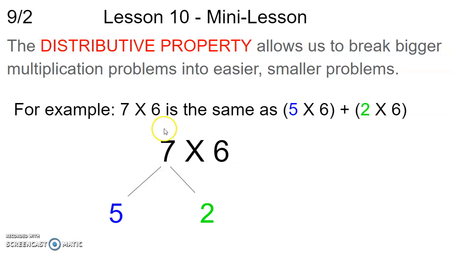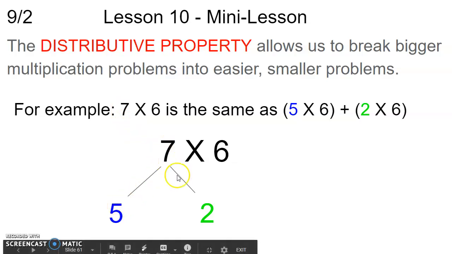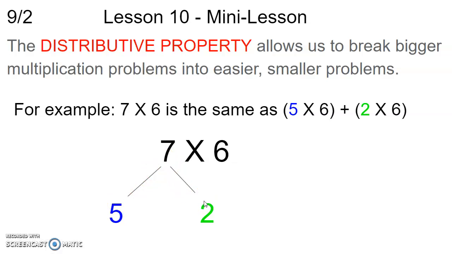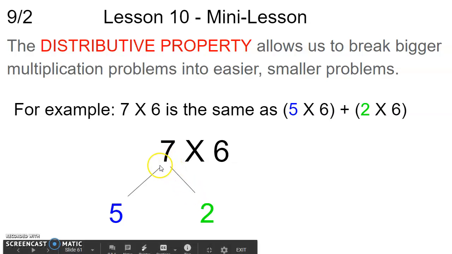So for the problem 7 times 6, we're going to look at the distributive property here. And I tell you here, it's the same as 5 times 6 plus 2 times 6. And notice they're in the parentheses here. That means you do this problem together before you add them back together. So I split the 7 here, the first factor, into parts. I split it into a 5 and a 2 using that handy number bond that we learned about way back in first grade. So 7 is made of 5 and 2.